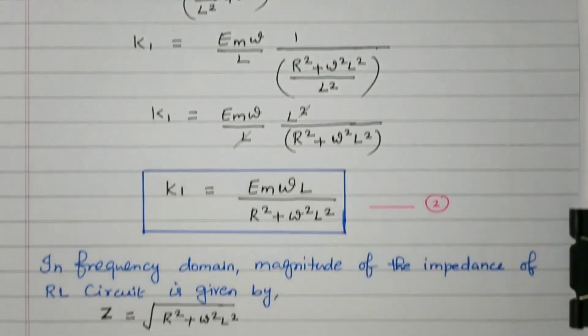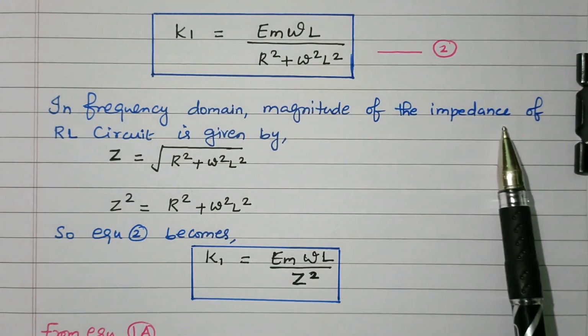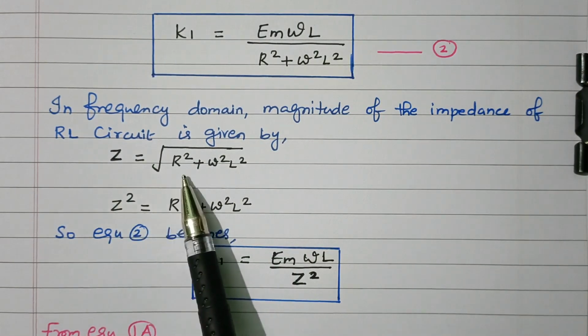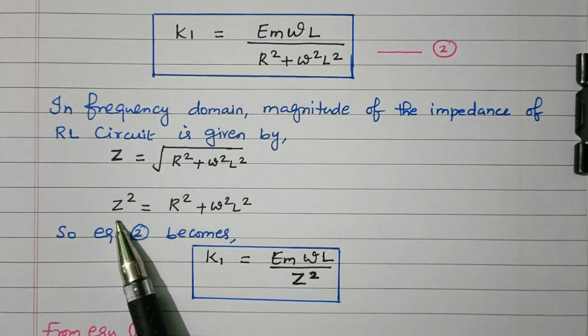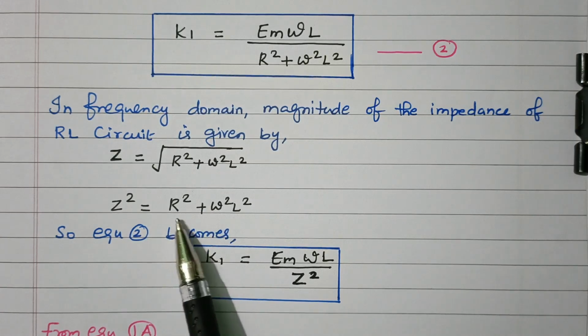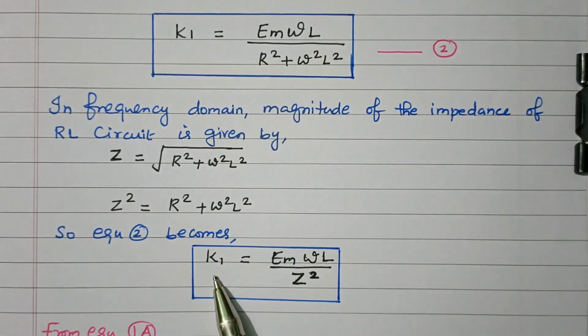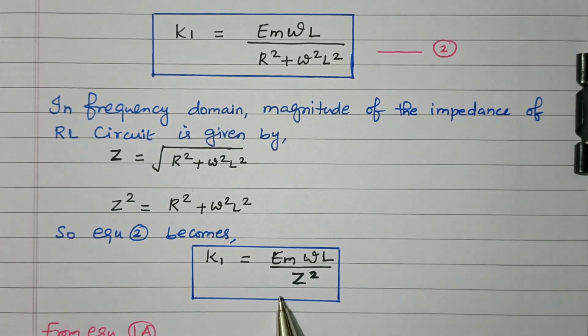Some more simplification is there. In the frequency domain, the magnitude of impedance of the RL circuit is given as Z equal to the square root of R square plus omega square L square. Squaring both sides, Z square equals R square plus omega square L square. So this R square plus omega square L square available here can be replaced by Z square, so K1 becomes Em omega L divided by Z square. After substituting the impedance value, we got this expression. Now we need to find K2 and K3.